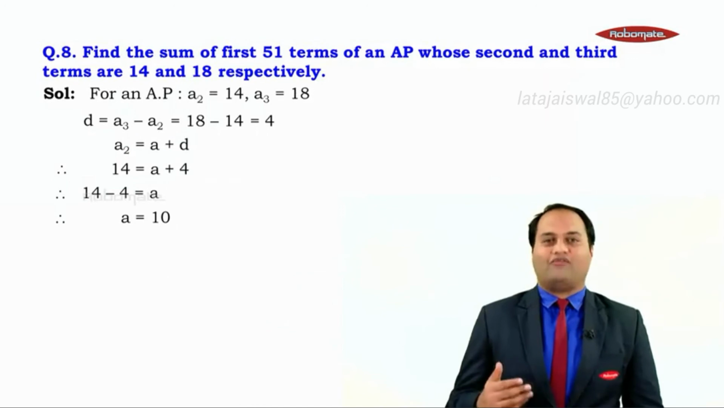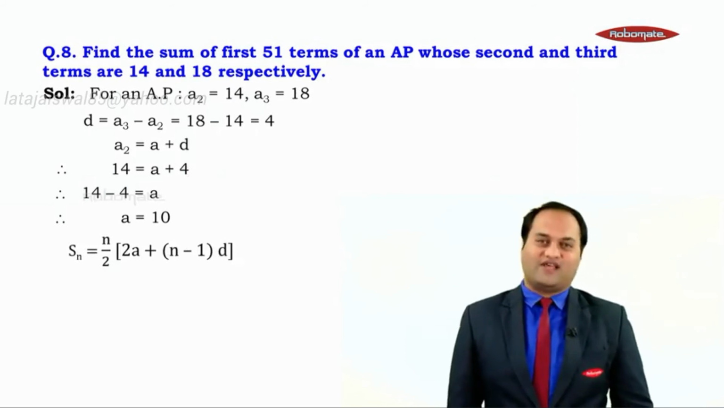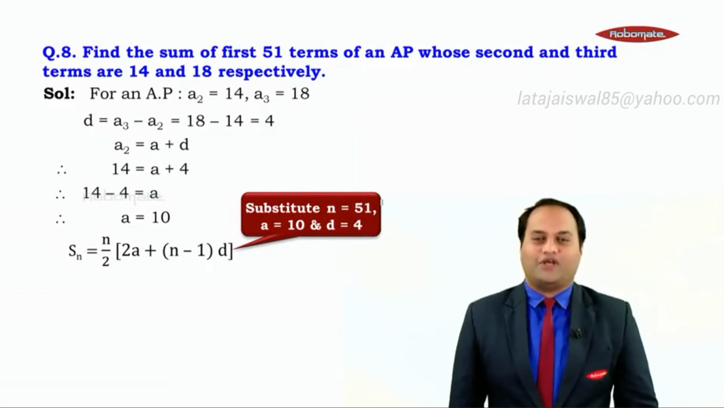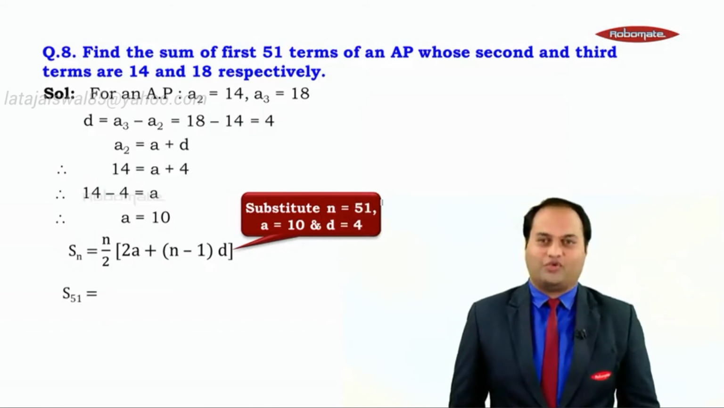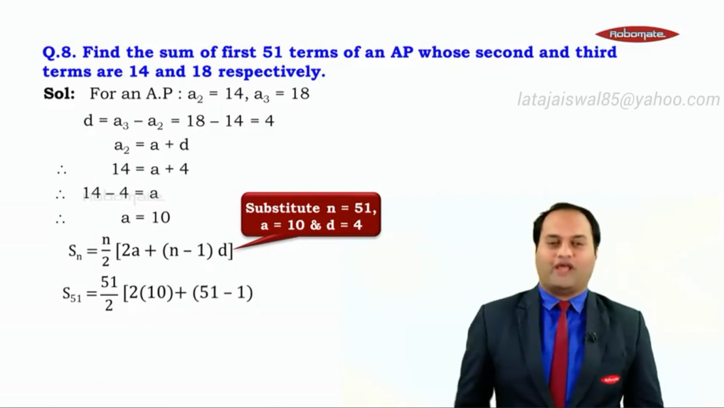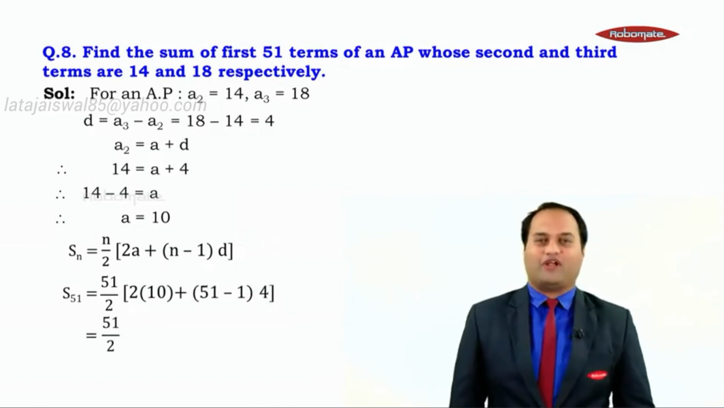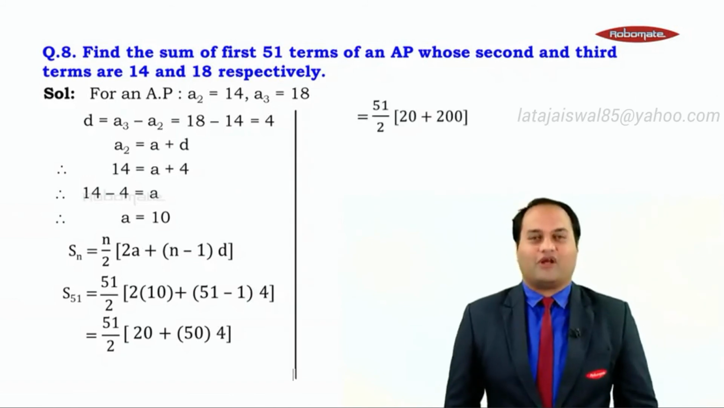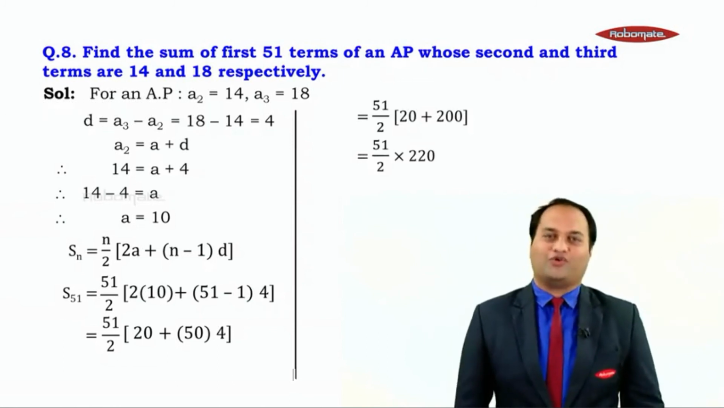We have A, we have D. We can easily find out S51. To find S51, the formula is Sn is equal to N upon 2 into 2A plus N minus 1 into D. Let's substitute in the place of N 51, in the place of A 10, and in the place of D 4. Let's do it. What do we get? S51 is equal to 51 upon 2 into 10 plus 51 minus 1 into 4. Let's do the calculations. We get 51 upon 2 into 20 plus 50 into 4. So we get 51 upon 2 into 20 plus 200, which is equal to 51 upon 2 into 220.